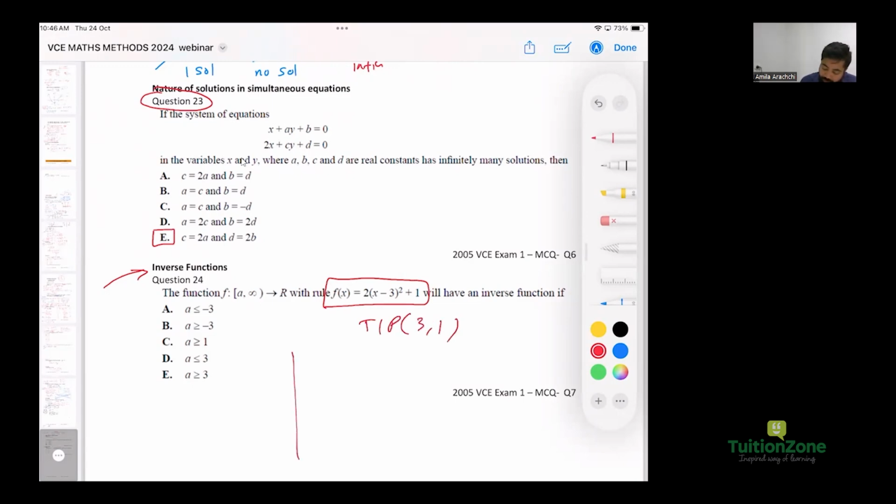So if I draw the graph, it looks like 3 is here, 1 is there. So this is your graph. You can restrict the function from either negative infinity up to 3, or from 3 to infinity. Either way is fine. So which one are they talking about? They said a to infinity, which is the right-hand side. So it looks like restrict the graph from there up to here. So what's your a value? 3, isn't it? So the answer is going to be E. It has to be 1 to 1.